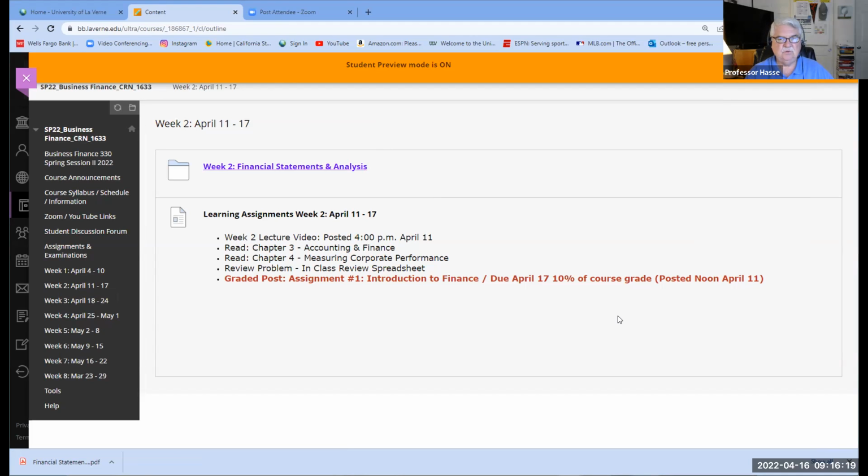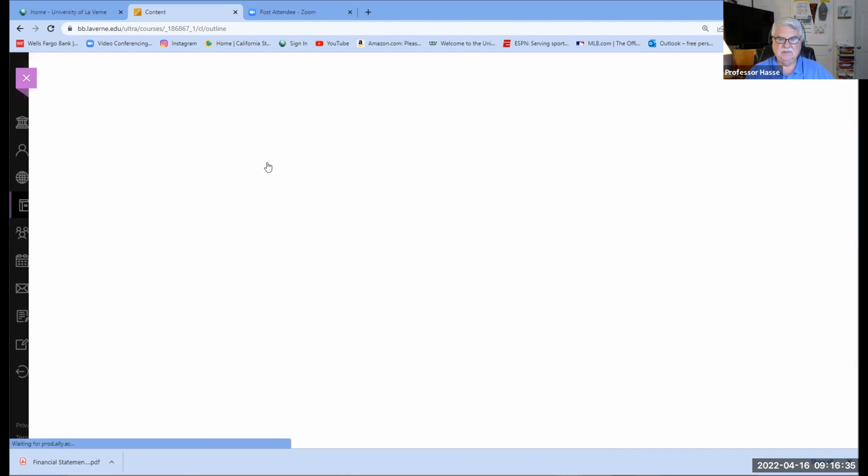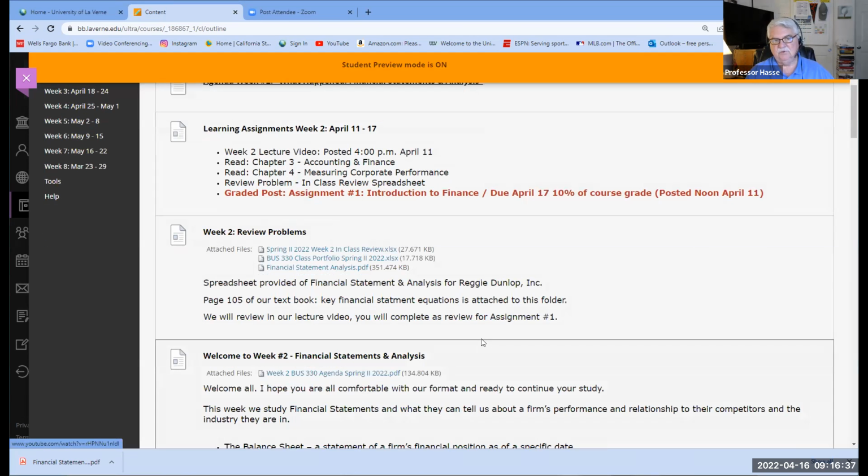Okay, in addition to our assignment this week, I have an in-class review spreadsheet that defines financial statements: the balance sheet, the income statement, and the statement of cash flow. Also talking about financial analytic ratios. And in week number two, under review problems, there are two files you should be concerned about.